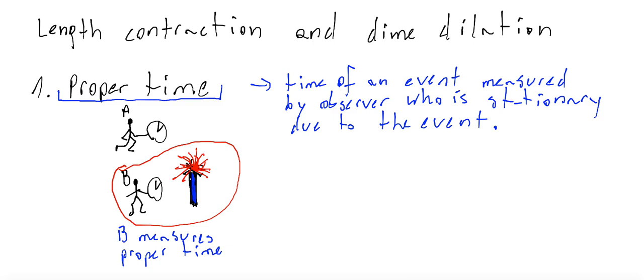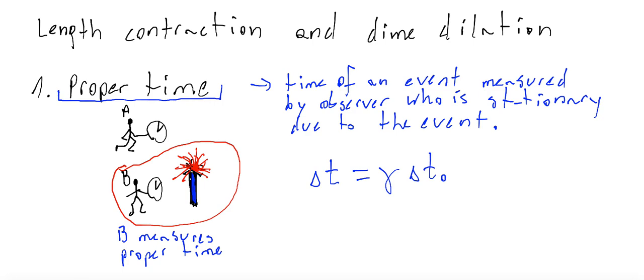So why is it important? Because there is a connection between the time measured by an observer and the time measured by the observer who measures proper time. Due to relativity, the time of an event or time interval, it doesn't matter, t or delta t, is always the Lorentz factor multiplied by the proper time.